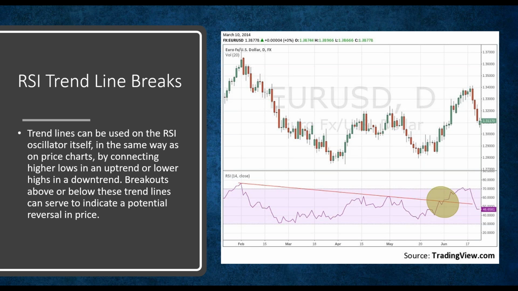Trend lines can be used on the RSI oscillator itself in the same way as on price charts, by connecting higher highs or higher lows in an uptrend, or lower highs in a downtrend. Breakouts above and below these trend lines can serve as indicators of a potential price reversal.